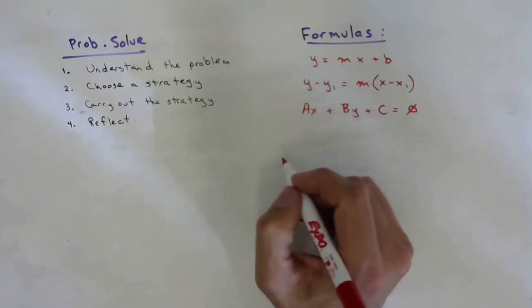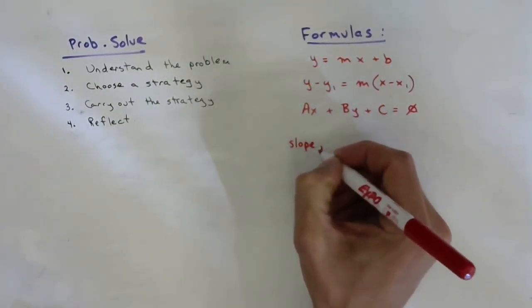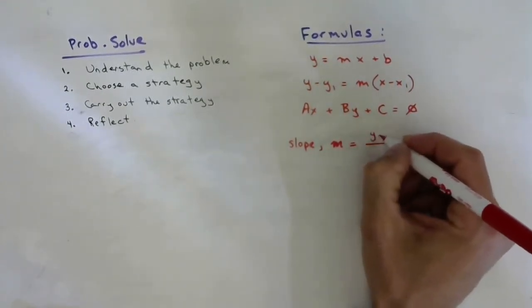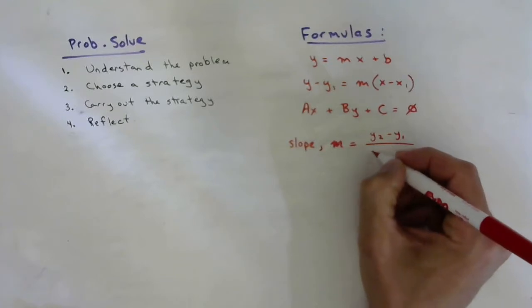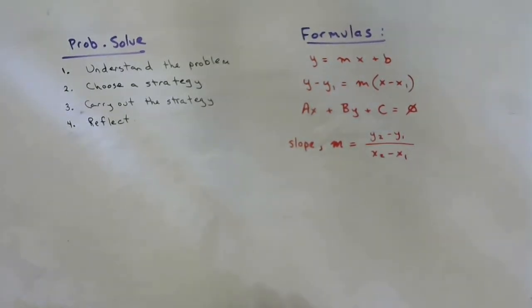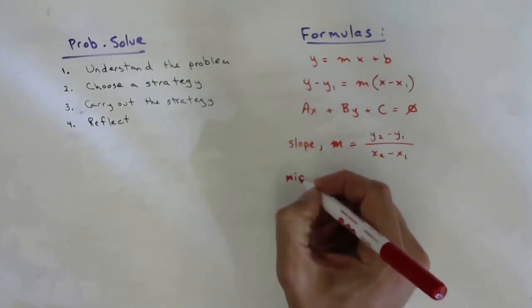Here we go. The next one I want you to write is slope: m equals y2 minus y1 over x2 minus x1. There's your slope formula. If you have 2 points, you can find the slope of the line that goes through those 2 points. All right, then we have a midpoint formula.